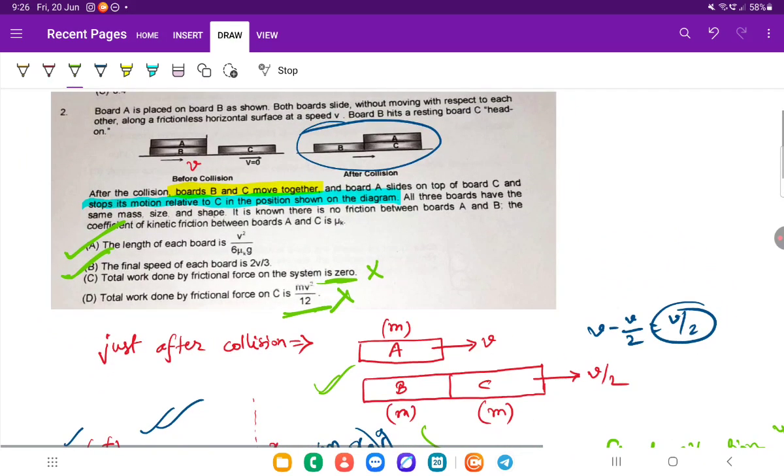So I guess it's clear. I have solved all the 4 options in the same question, and it's a quite interesting problem, I guess.